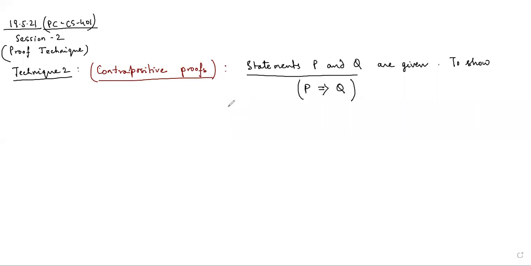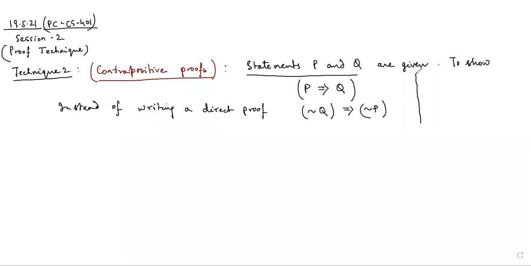So what we do, instead of writing a direct proof, we try to show that not Q implies not P. We already know that the truth tables of P implies Q and not Q implies not P are the same.